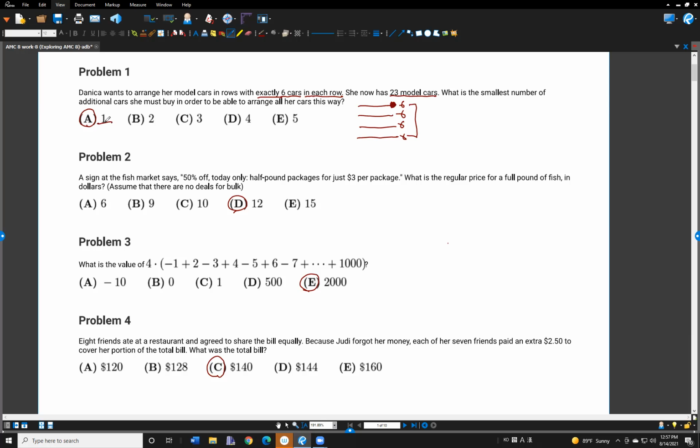Now, number 2, 50% off today, but that is half pound, $3 per package. What is the regular price per pound? Half pound is 3, per pound is $6, but this is actually 50% off, right? The original price is twice, isn't it? 100%, okay? Double of this number is $12 is the answer.